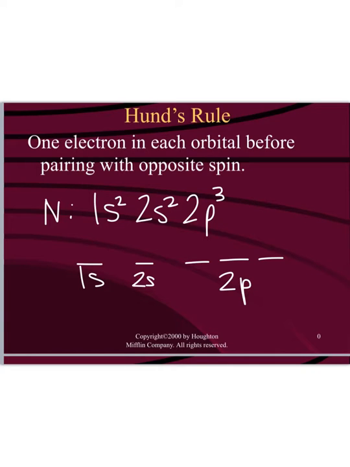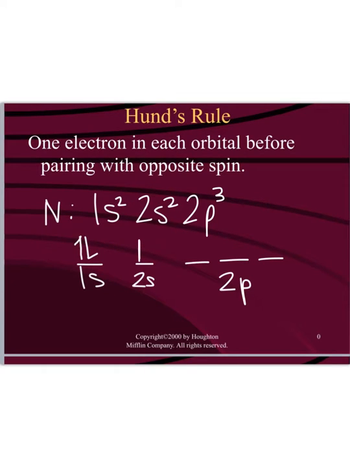So if we wanted to fill in the orbital notation for nitrogen, we use arrows to represent the electrons. One is spinning up, one is spinning down, because this is 1s2, so I put 2 electrons in the 1s. There's also 2 electrons in the 2s, so I'm going to fill those electrons, one up and one down.